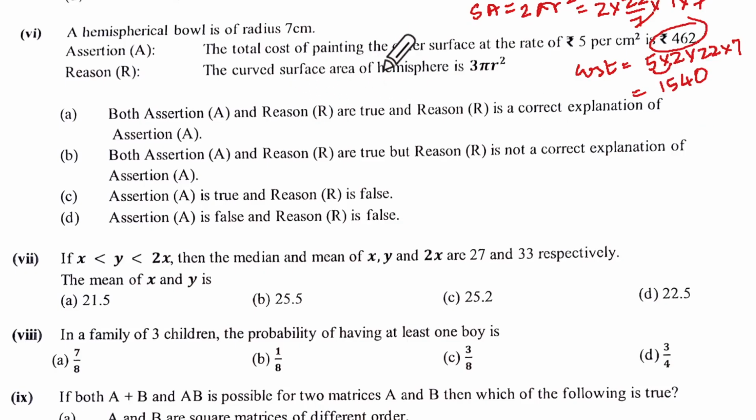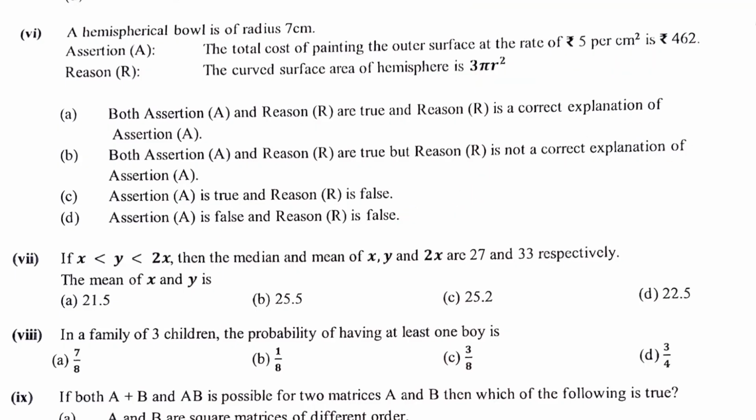The curved surface area of a hemisphere is 2 pi r square, no? So both of them are wrong, right? But ma'am, that's not the option over here. Option B? Assertion and reason are both false, no? What did you get? Yes, ma'am, I wrote that only.